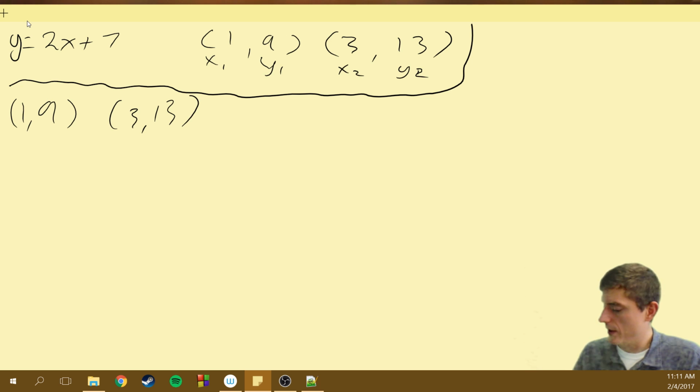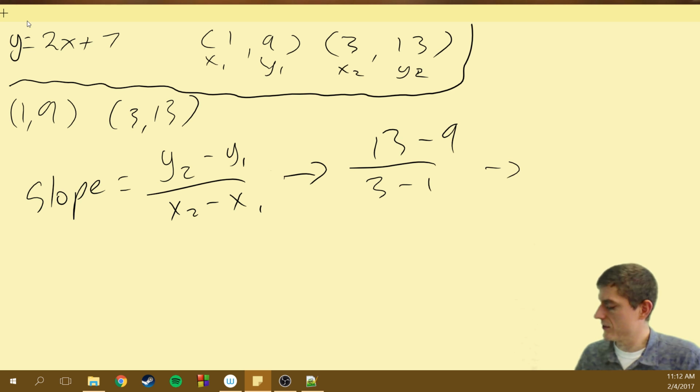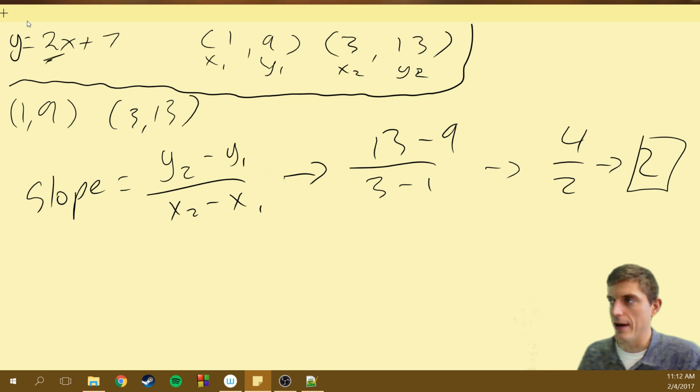I guess I'll just write the whole thing out here. Slope is going to be this, y2 minus y1 over x2 minus x1. In this particular case, that is going to give me 13 minus 9 over 3 minus 1, which in this very particular case will just give me 4 divided by 2, which is 2. So I have a slope of 2, which I already kind of knew, right?